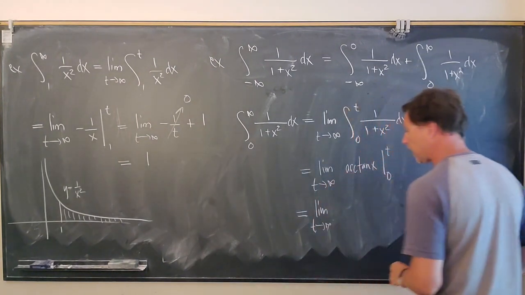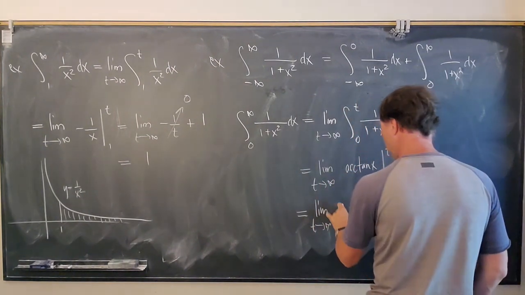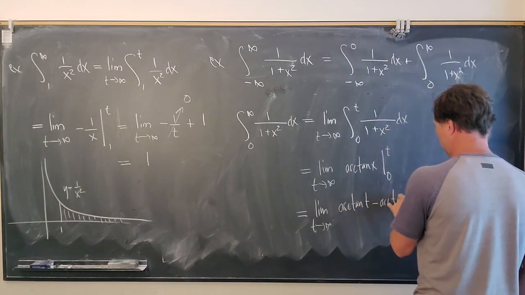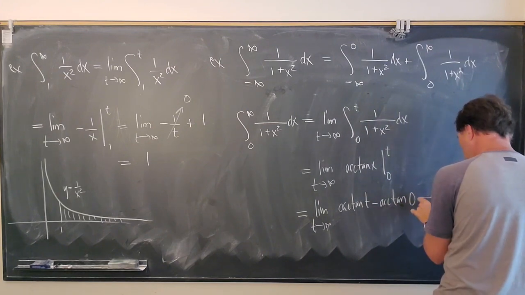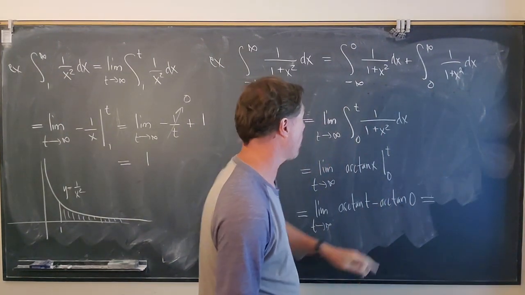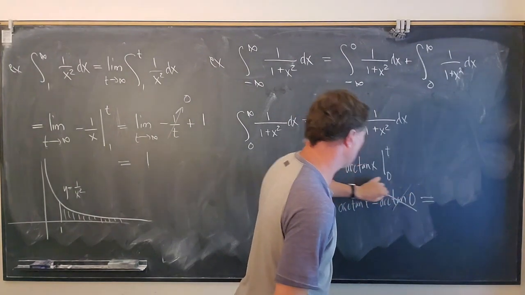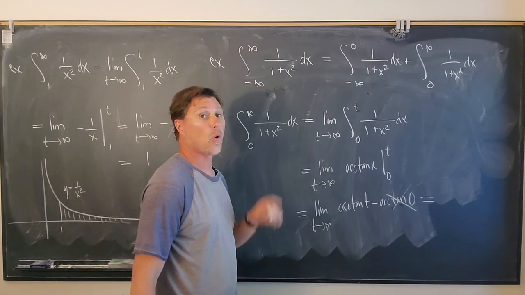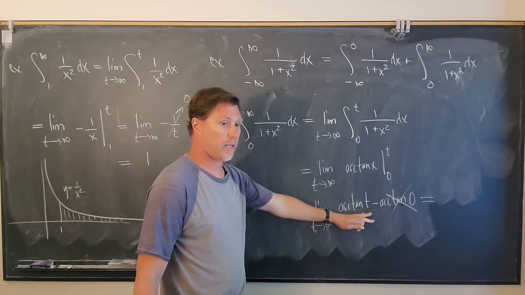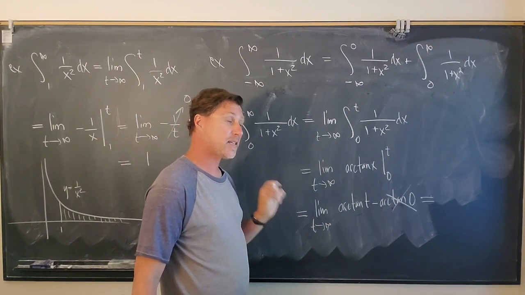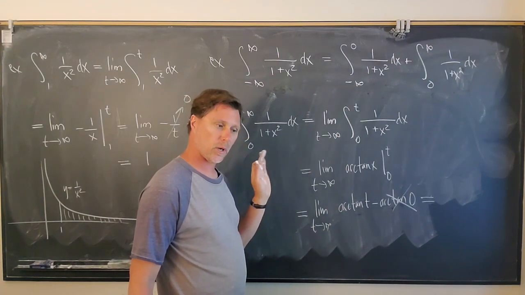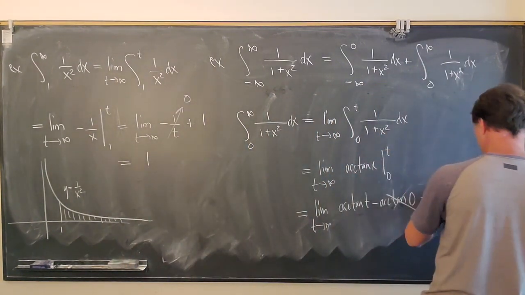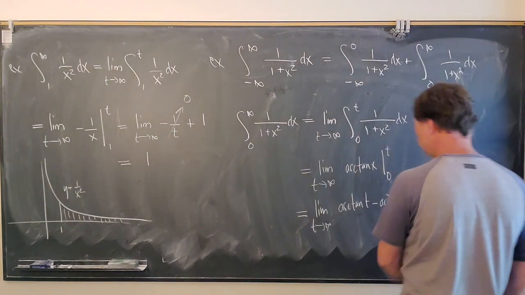Now plug in the limits of integration, so we have the limit as t goes to infinity of arctan of t minus arctan of 0, and arctan of 0 is equal to 0. And remember, when we talked about graphs of inverse trig functions, I said the only one that I actually care about is arctan. You need to know the graph of arctan. As t goes to infinity, arctan of t, remember arctan has a horizontal asymptote, right? It's equal to pi over 2. So that limit is equal to pi over 2.